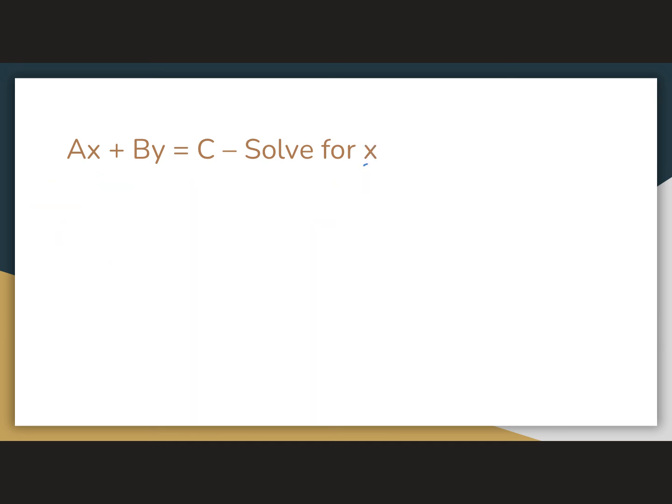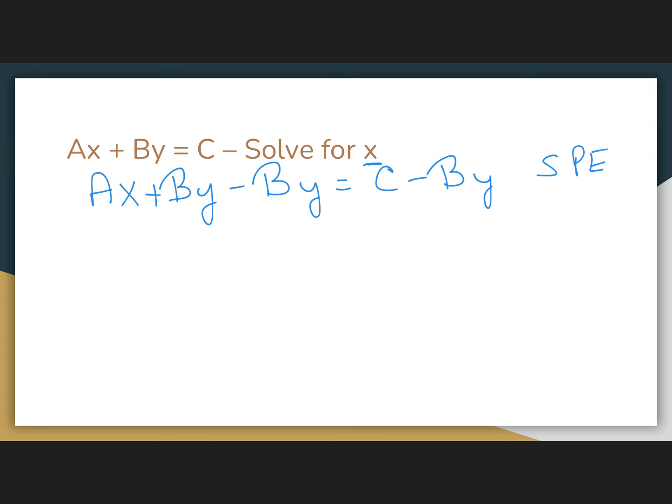Well, what if I wanted to solve this for X instead of solving it for something else? It's going to look a lot like what I solved for A. I'm going to subtract BY first. AX plus BY minus BY equals C minus BY. Again, subtraction property of equality. Combine my like terms, I get AX equals C minus BY.